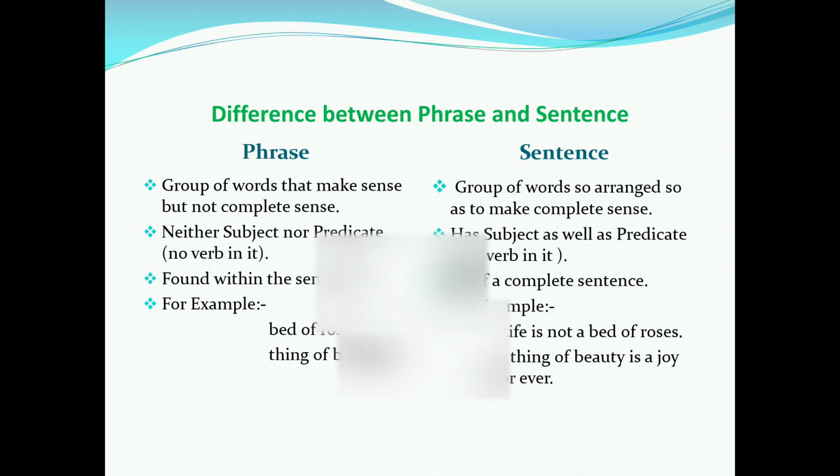Thing of beauty. This is a simple phrase. No subject, no predicate. Whereas a sentence: a thing of beauty is a joy forever. It contains subject as well as predicate. So this is the difference between a phrase and sentence.